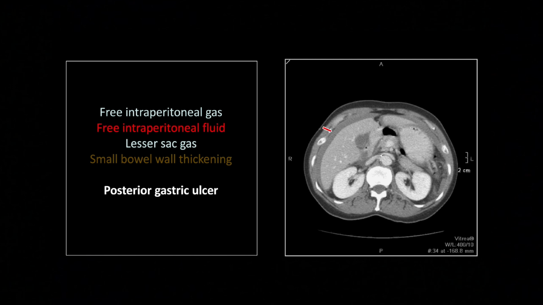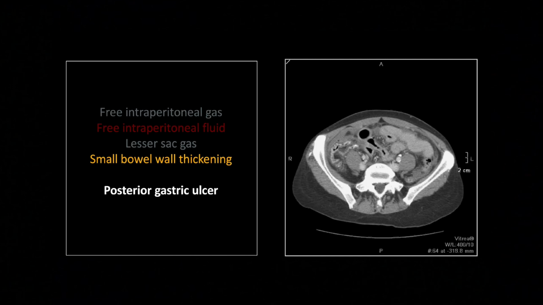It is right there. There are gas collections in the lesser sac. Right? They are behind the stomach and in front of the pancreas. And that is a very specific location that tells you exactly what's going on. This is a posterior gastric ulcer perforation.